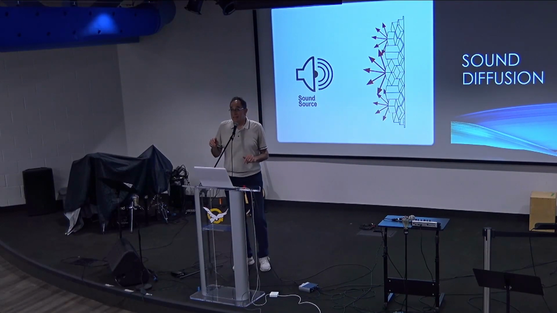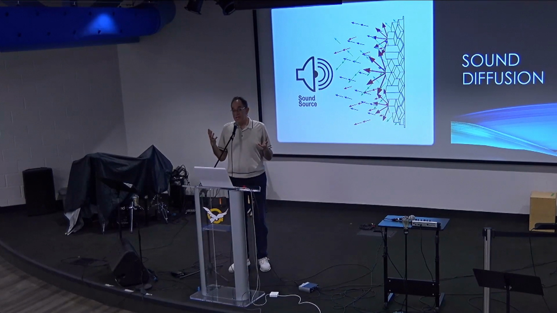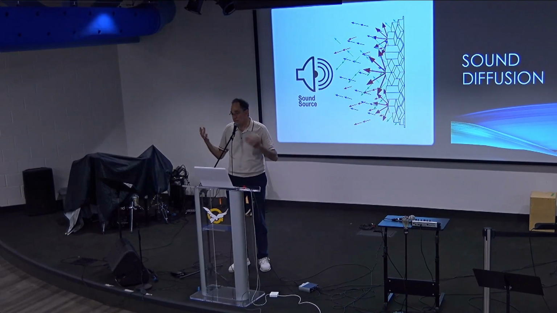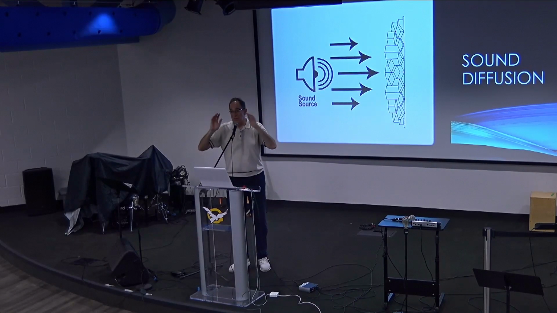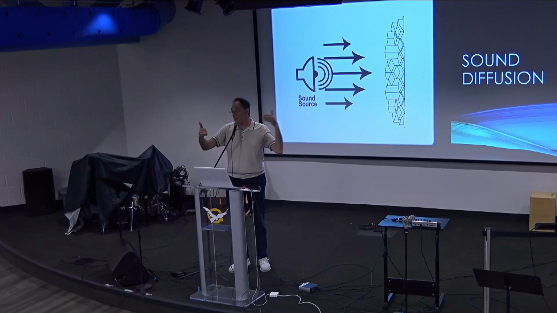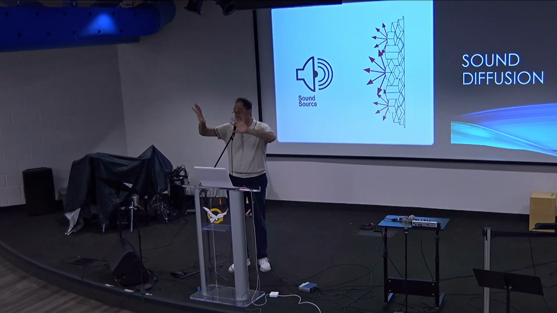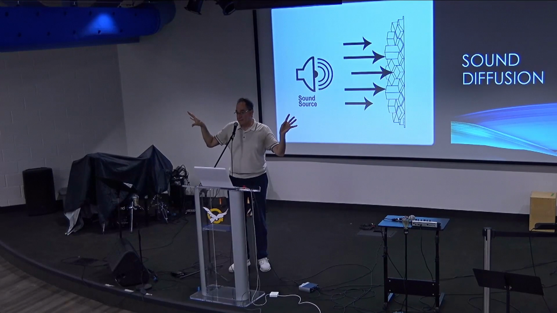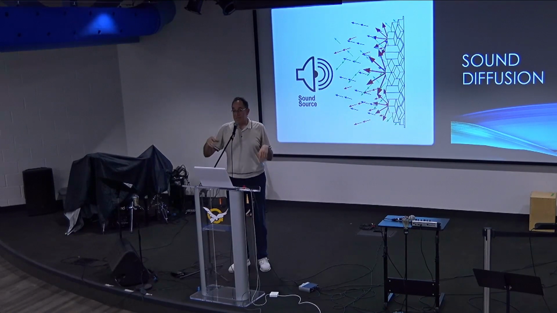The second thing is called sound diffusion. It's a sort of reflection, but it's a scatter. Think about it this way. If the sound goes into a smooth surface, it reflects and bounces back at exactly the same angle. But if it goes to an irregular surface, it scatters all over the place. I'll show you why this is important.